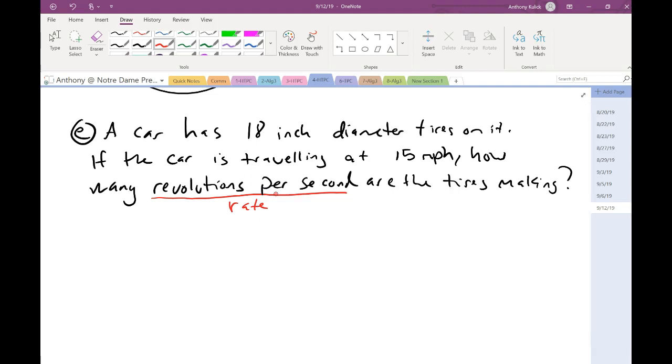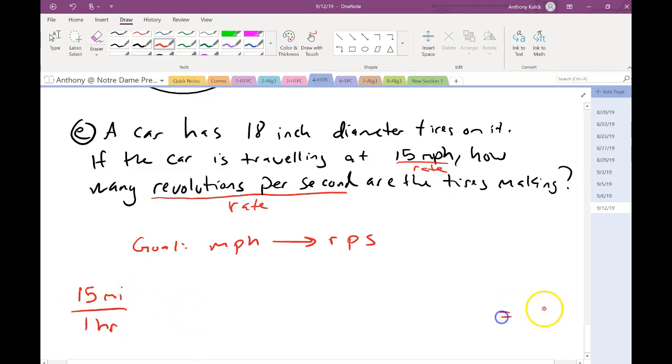What word in there indicates to us that this quantity is a rate? Per. Are we given another rate in this problem? Miles per hour. So my goal then is going to be to convert miles per hour into revolutions per second. Everybody okay with that plan? So I'm going to start with 15 miles per 1 hour and do a bunch of conversions to end up in revolutions per second.